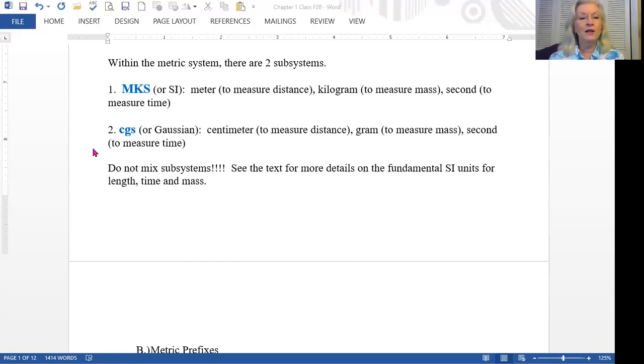It is really important not to mix subsystems. Do not mix subsystems. So you cannot measure a distance in meters and a mass in grams and calculate with them. And I will emphasize this as we go along. You have to keep them separate.